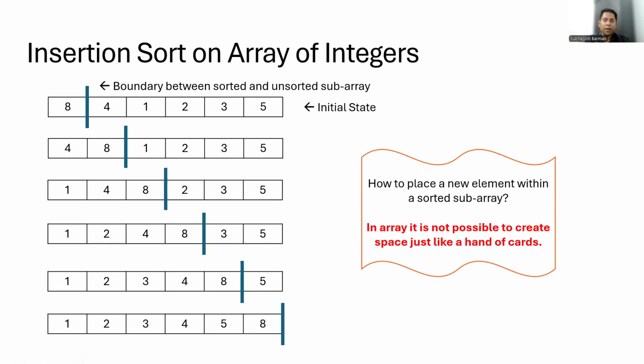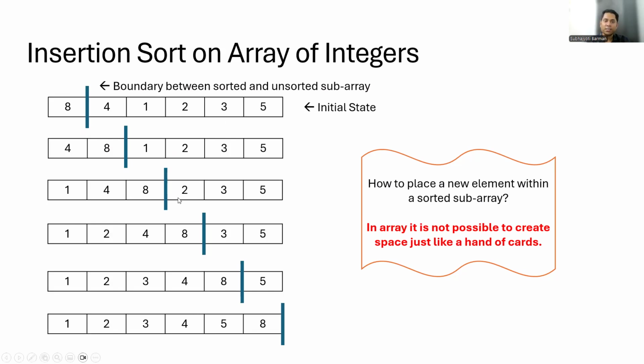Just like a hand of cards, it is not possible to create empty space in between two elements within an array. So if it is not possible, then how can we place the initial element from my unsorted array into the sorted subarray? The solution is the shifting operation. Whatever I explain here is just an oversimplified representation of insertion sort.